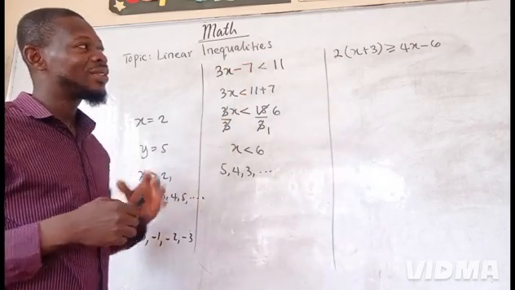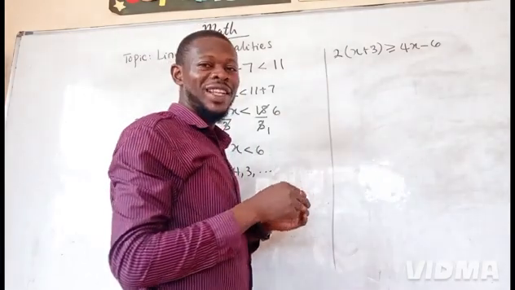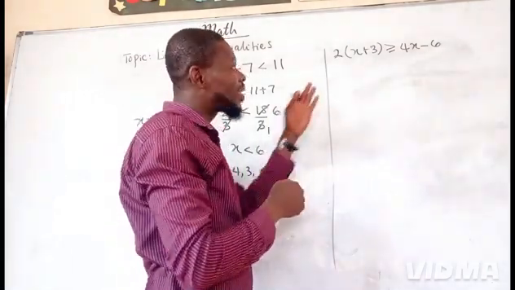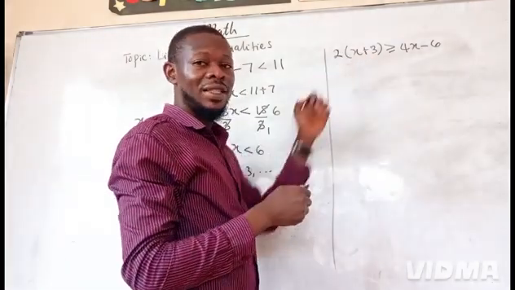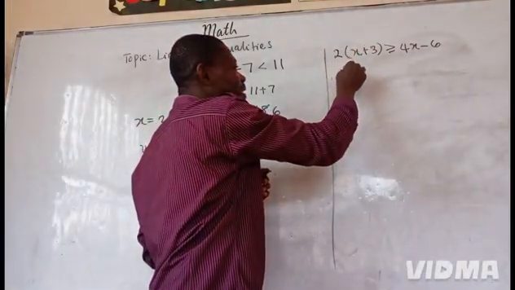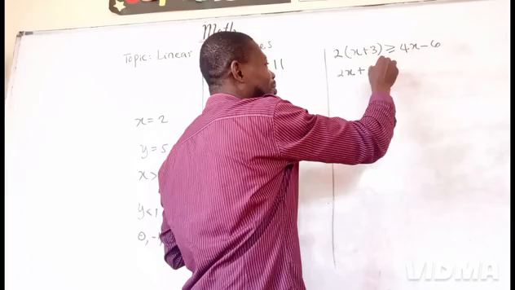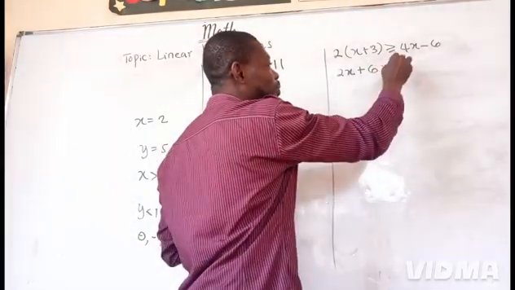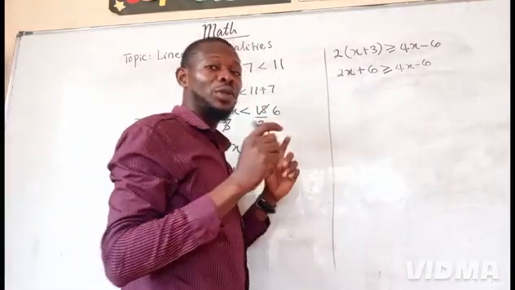Okay, let's get to the last one. The first thing we're going to do here is to expand that bracket. If I do that, I'm going to use the 2 to multiply all the items inside this bracket, which would mean 2 times x would be what? 2x plus 2 times 3 is what? 6. Greater than or equals to 4x minus what? 6. As usual, what do we do here?